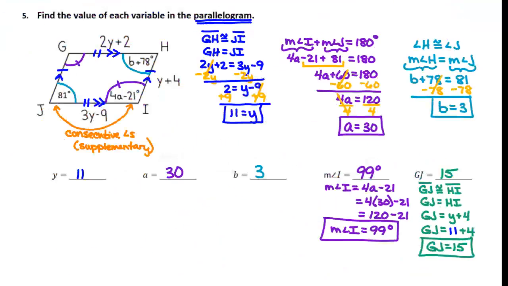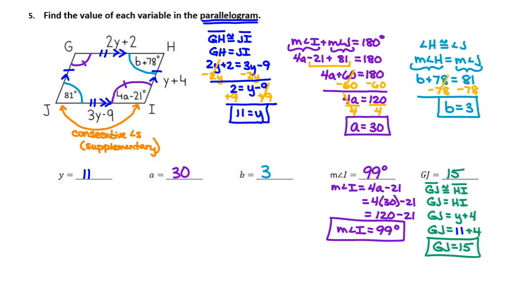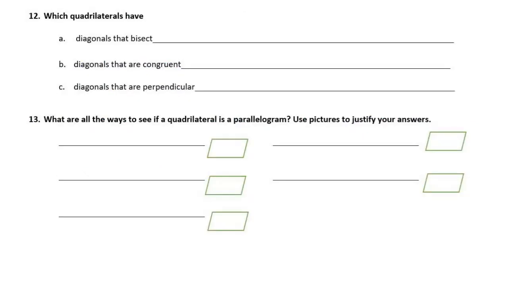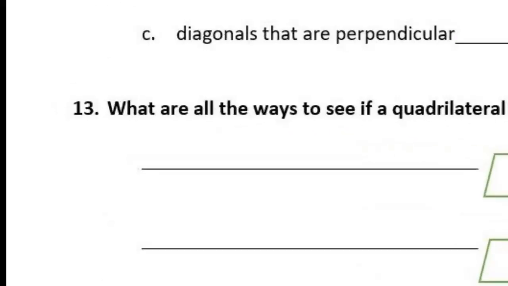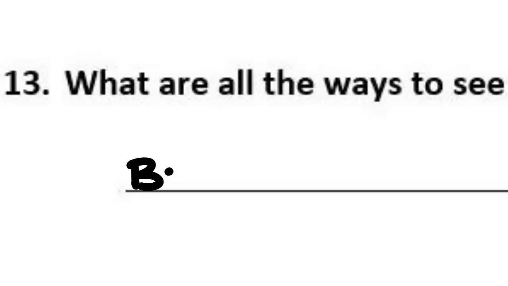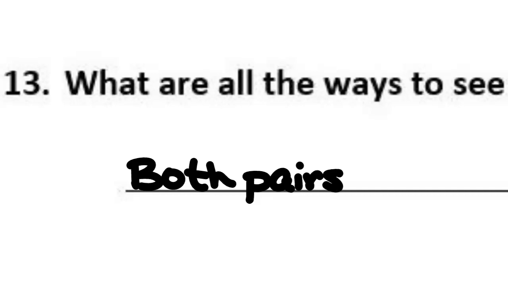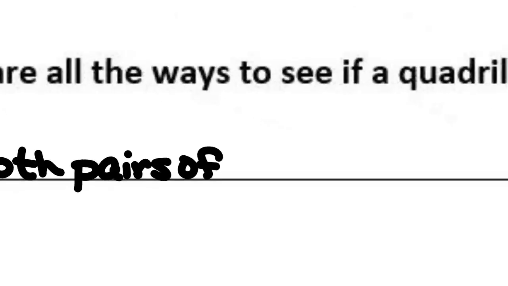All right, we're going to number 13 next, and then I will open it up for questions again. Number 13 is all the ways we have to see if a quadrilateral is a parallelogram. So one of the ways that we can check is, does it meet the definition? The definition of a parallelogram is both pairs of opposite sides are parallel.